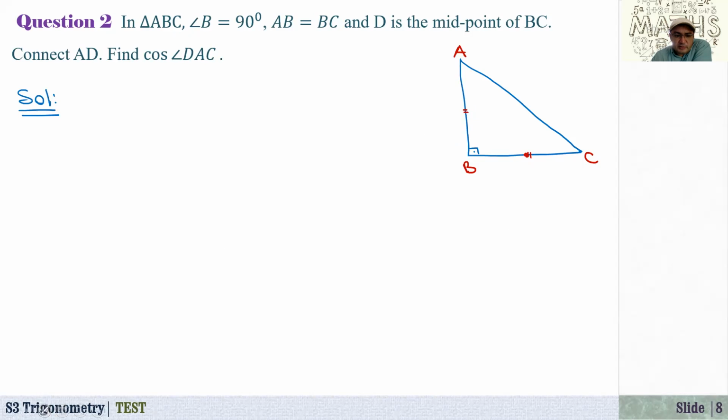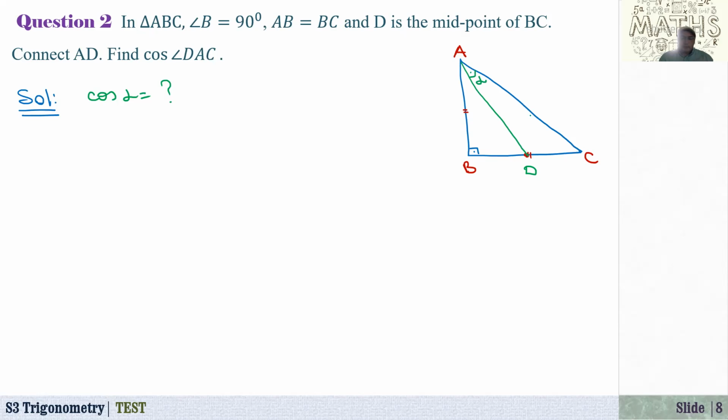And after that, it says connect AD. Okay, so this one is D, and we connect AD. The question is find cosine of DAC. So let's say this angle is alpha. So the question is, what is cosine of alpha?